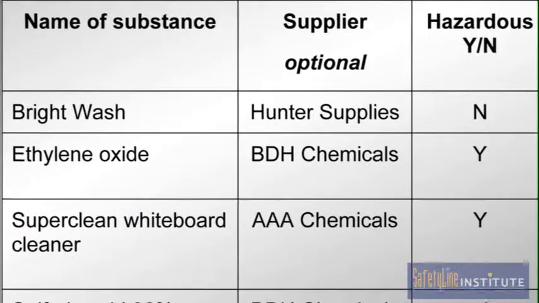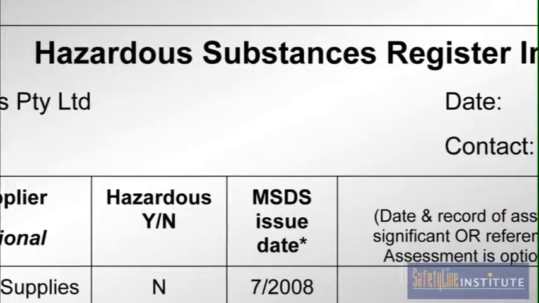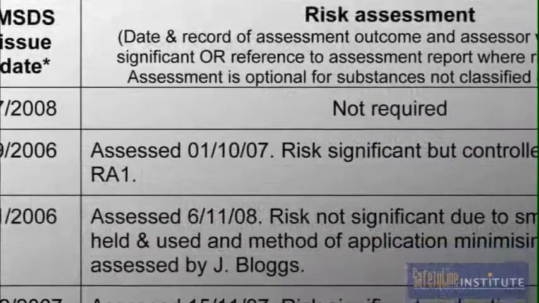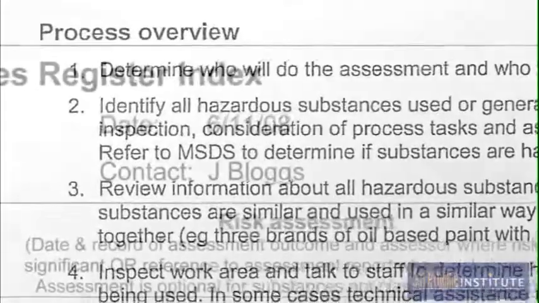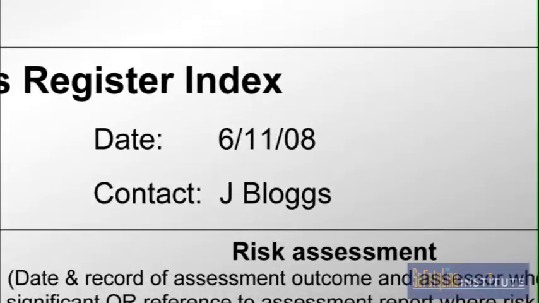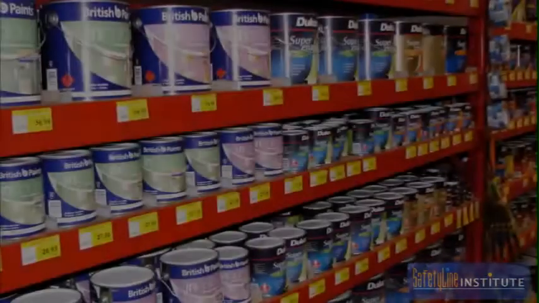Once the hazardous substances have been identified, they must be listed in a hazardous substances register, which must also reference the risk assessments that have been done. The register must also hold the relevant MSDS, be kept up to date, and be easily accessible to workers, as it is the main source of information about hazardous substances at the workplace.